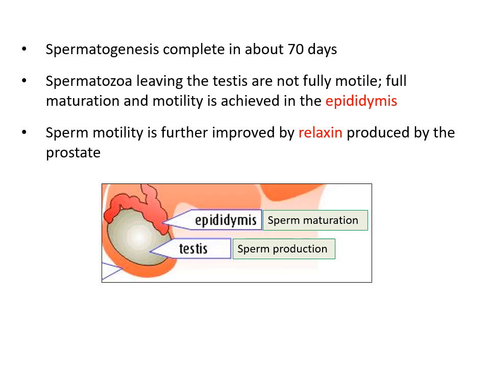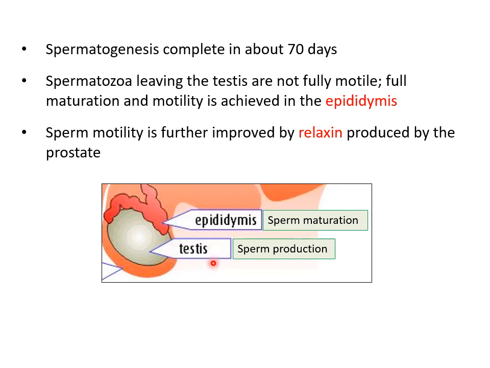Spermatogenesis completes in about 70 days. It means that it takes more than 2 months to complete. Spermatozoa that leave the testes are not fully motile and not fertile. They gain maturation and motility in the epididymis.